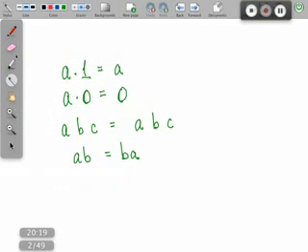We have also the associative rule for multiplication, which would say if I associate these two numbers together and then multiply by C, it's the same as doing the association this way and then multiplying by A. And we also have the commutative property here, where A times B equals B times A.